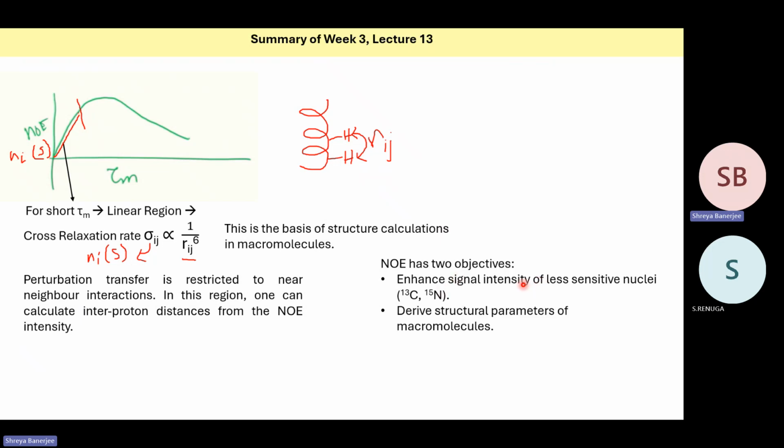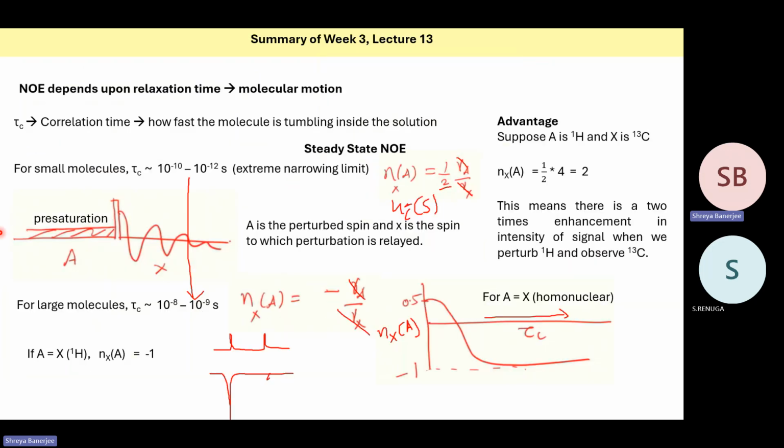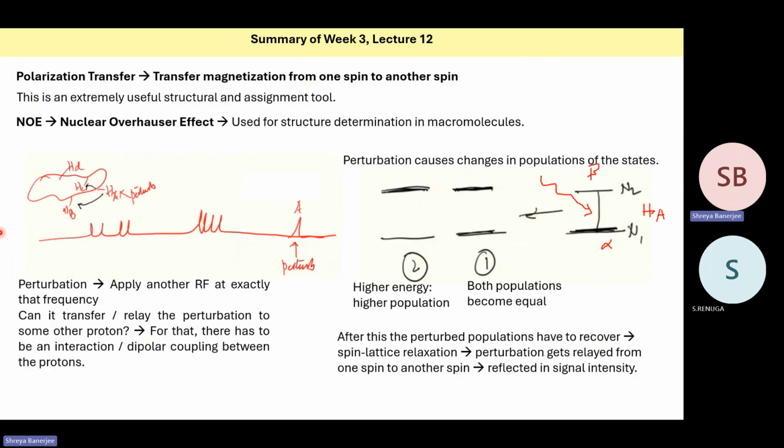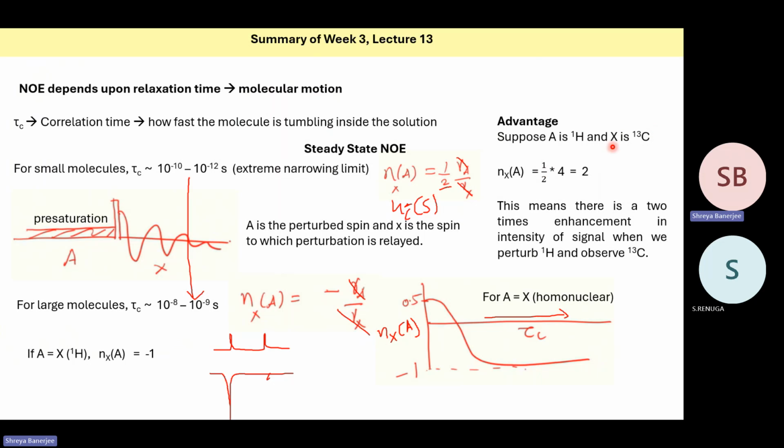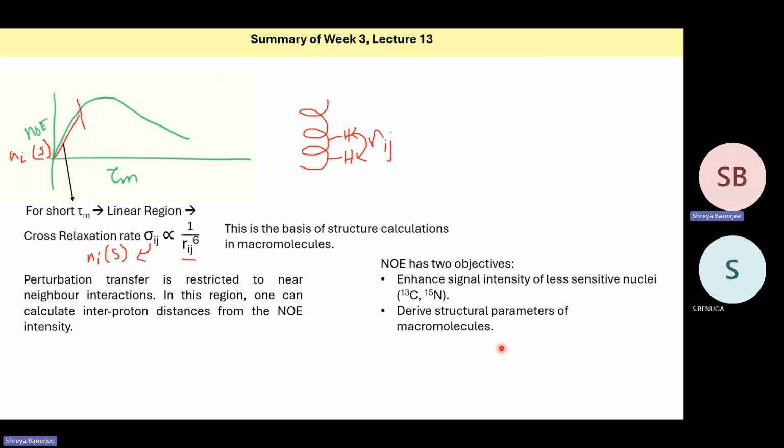So NOE has two objectives basically. One is that the signal of less sensitive nuclei is enhanced. We have seen before that when it is 1H and 13C, the signal of the 13C is increasing 2 times. So 13C is a less sensitive nucleus, and you are increasing the signal of that. And the other objective is that you can find out the structure of macromolecules, which I just discussed.